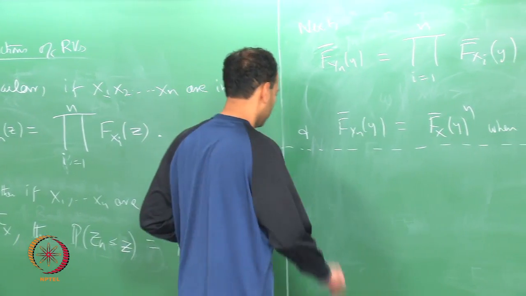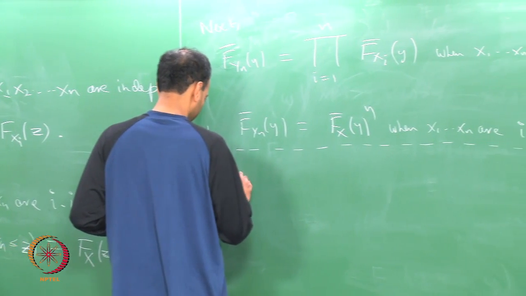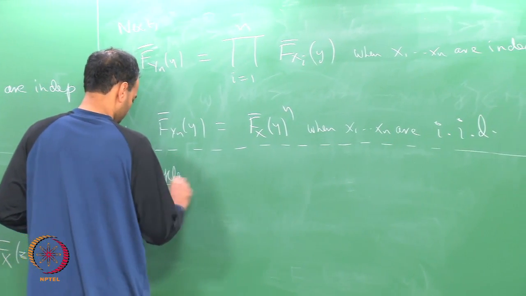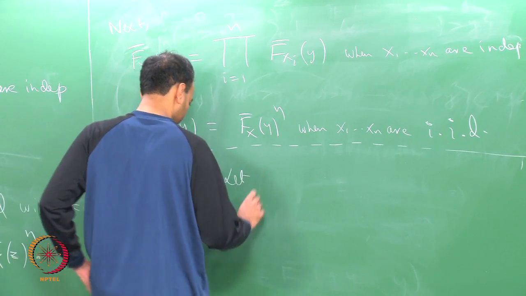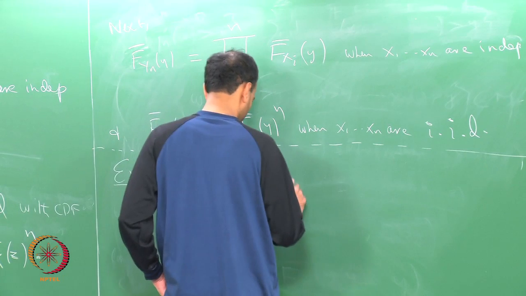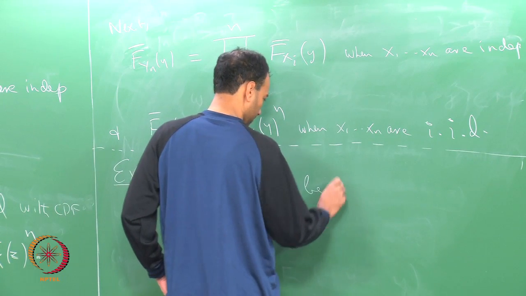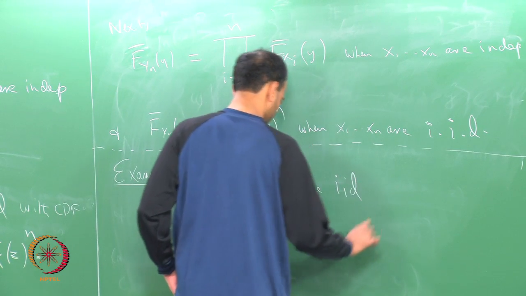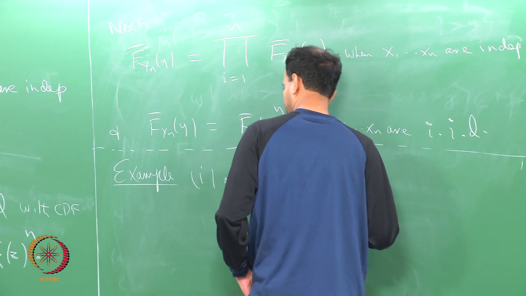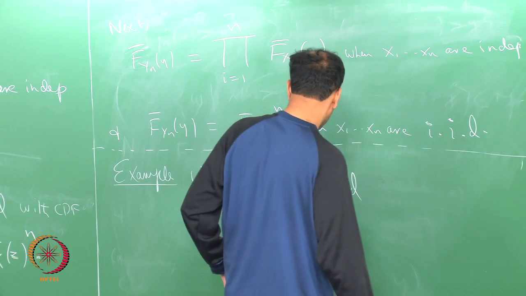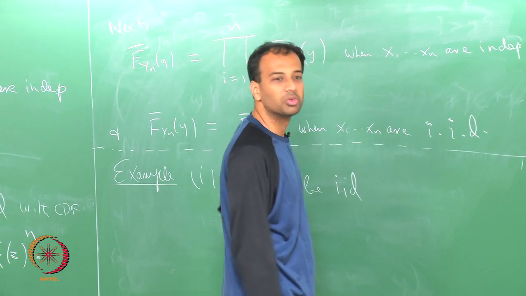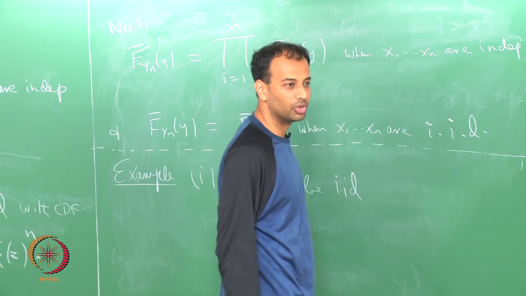Okay, examples. Let x_1 and x_2 be independent, identically distributed, let's say uniformly distributed random variables. You remember uniformly distributed random variables, right?